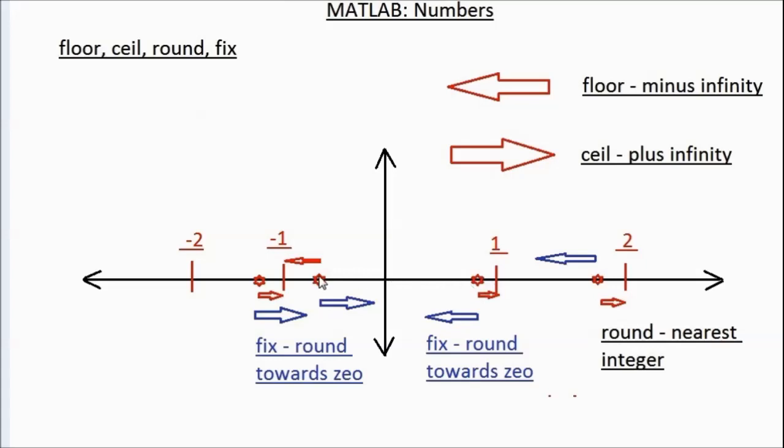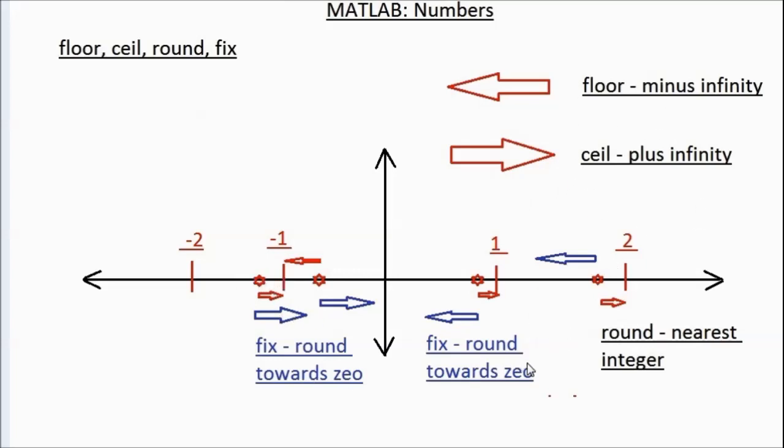Let's look at this point, which is on the negative real line. Floor of this point goes to -1. Ceil of this point goes to 0. Fix of this point goes to 0 again. And round of this point goes to -1. This point, floor of the point is -2. Ceil of this point is -1. Fixing this point rounds towards 0, which is -1 again, and rounding this point goes to -1 again. So this is how the 4 commands work.